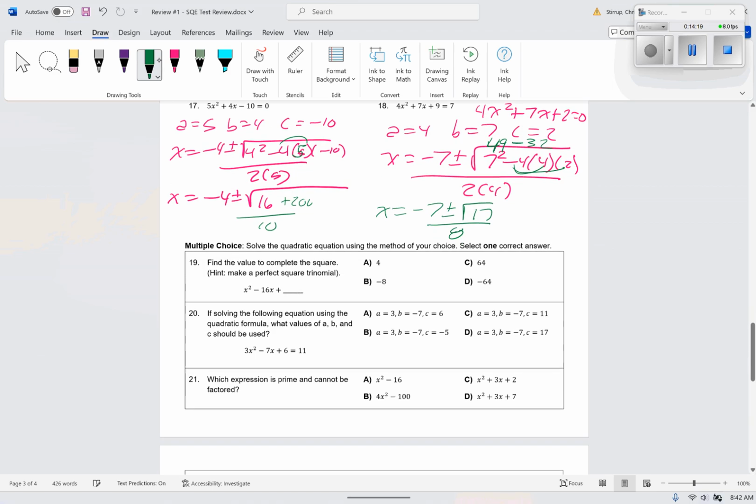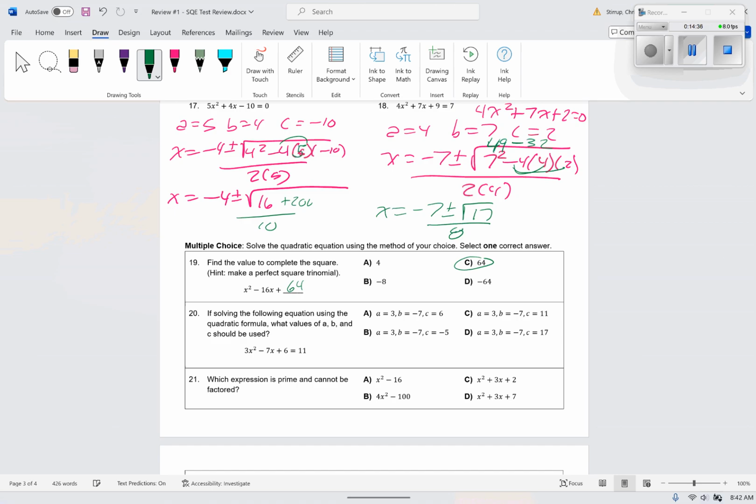You're now going to have some multiple choice. Nice thing is A, B, C, or D is one of your answers. So what is half of 16? 8. What's 8 squared? +64. So the answer has to be C.